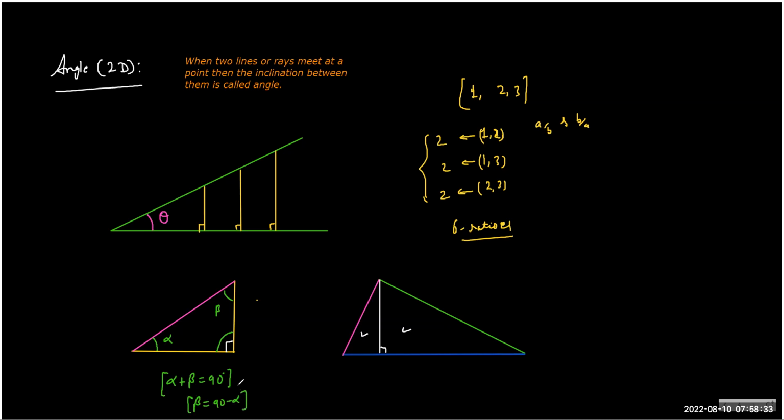Now, because the sum of the two angles is 90 degrees, what do we call these two angles? So alpha and beta are called complementary angles, right? If the sum of two angles is 90, we call them complementary. If the sum of two angles is 180, what do we call them? Supplementary angles, right.